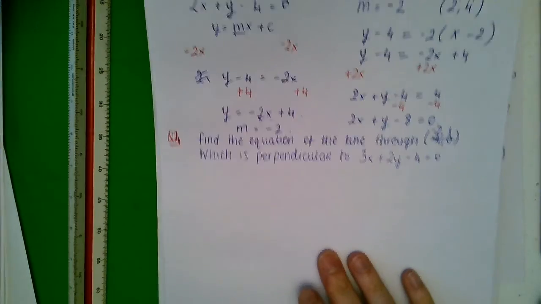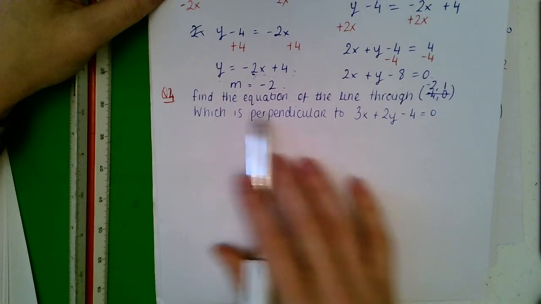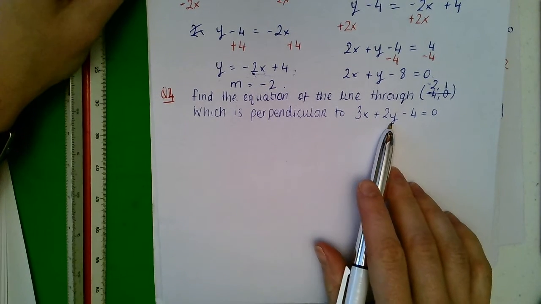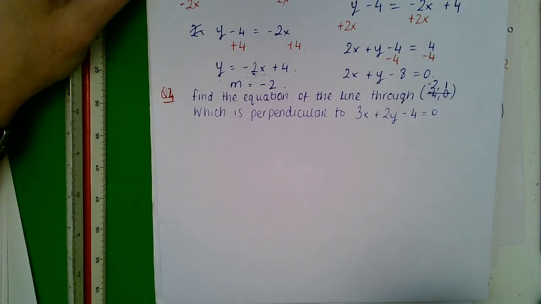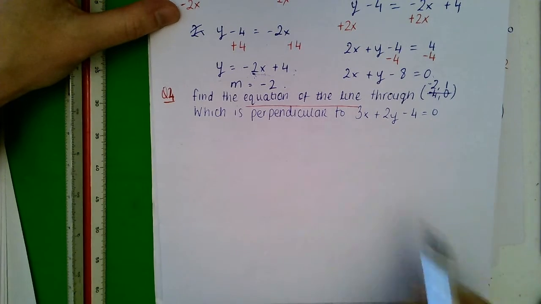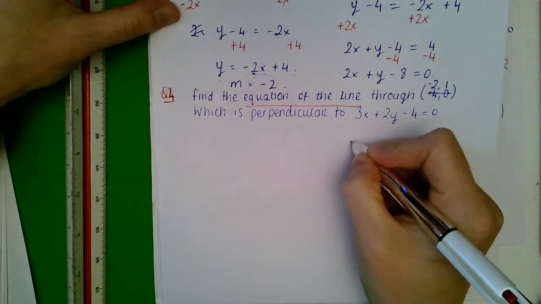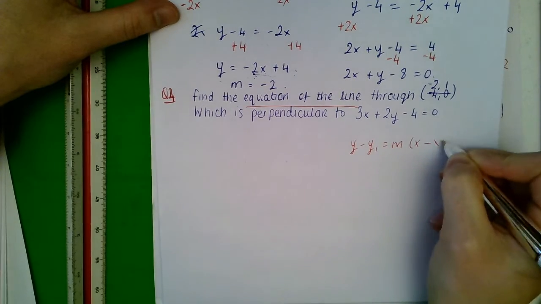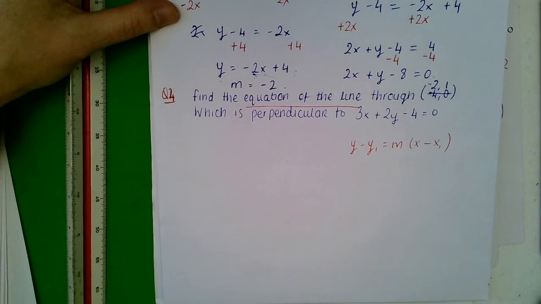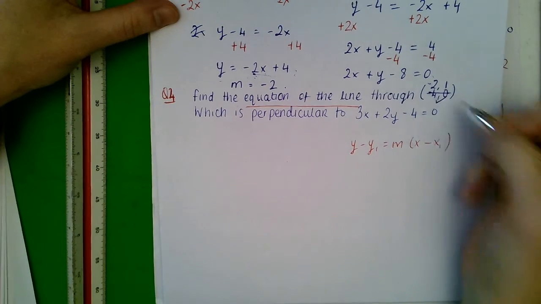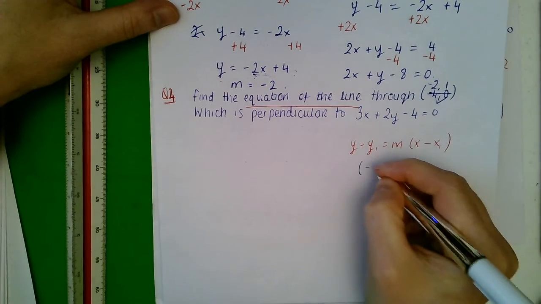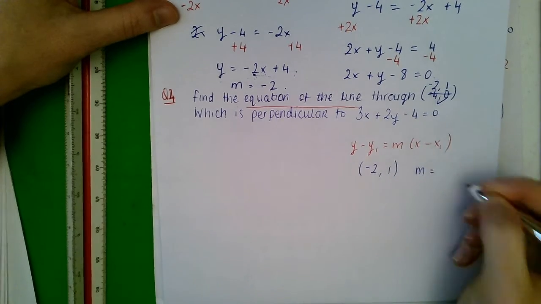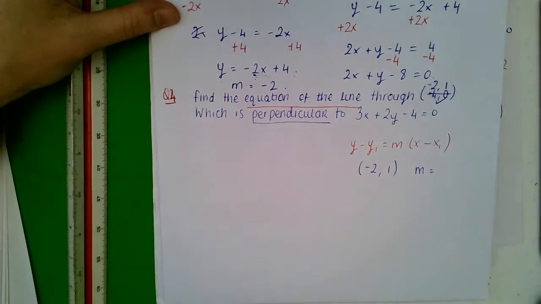In the next example here, it's saying find the equation of the line through minus 2, 1, which is perpendicular to 3x plus 2y minus 4. So again, we're looking for the equation of a line, and so we're going to need to use y minus y1 equals m times x minus x1. Okay, we do have a point, so that's a good start. Our point is minus 2, 1, but we don't have the slope yet. But what we know is the lines are perpendicular.